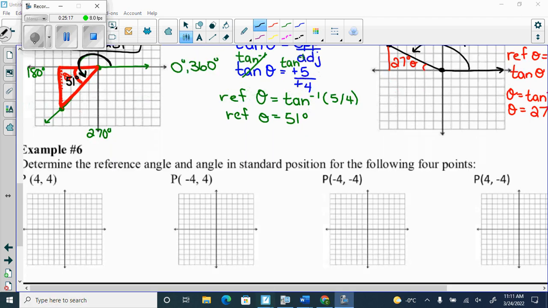Okay? So try this one out. Example number 6. So we're going to do this one first. It's at 4 and 4, which is here. And then it's going to be in this quadrant here. And we found that tan theta of 4 over 4, theta equaled what? Tan of 1 is 45. So these are all going to have reference angles of 45, and we know that.